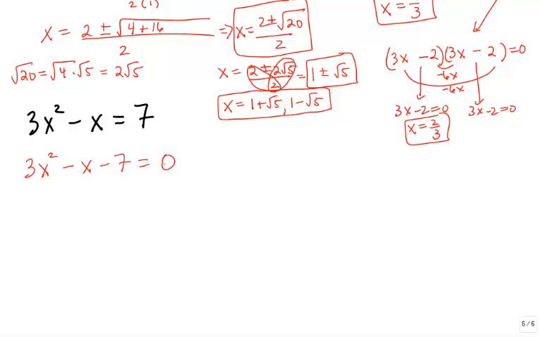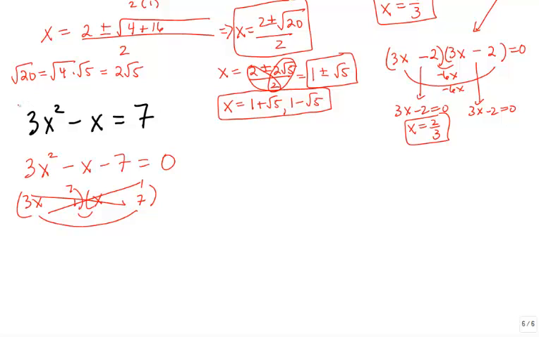And that doesn't really have a lot of potential for factoring. We know that there's only one way to get a 3x squared, that would be 3x and x. And there's only one way to get 7, but it would either be a 7 here and a 1 here, or a 1 here and a 7 here. And if you check those inners and those outers, you're not going to get a negative 1 in the middle. So this guy doesn't factor.